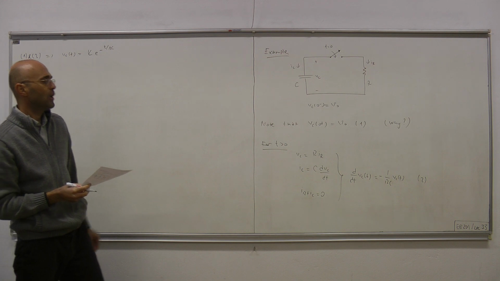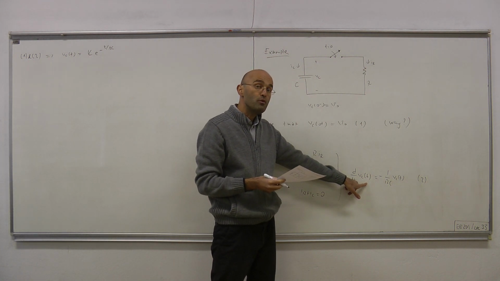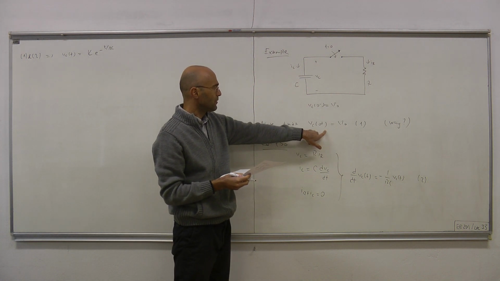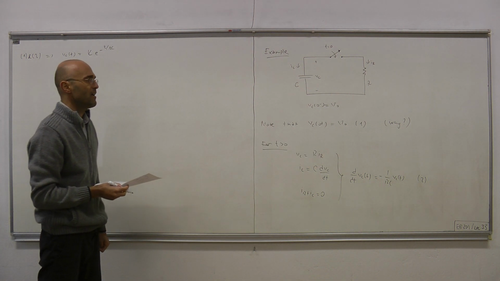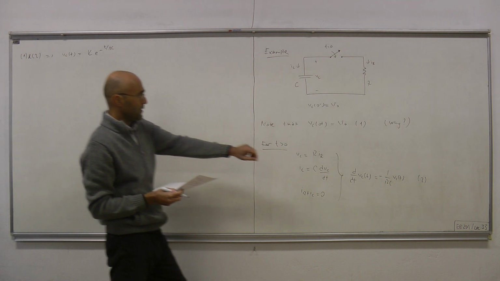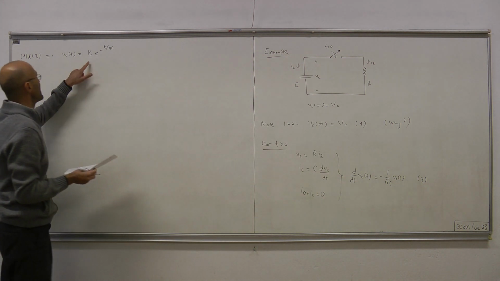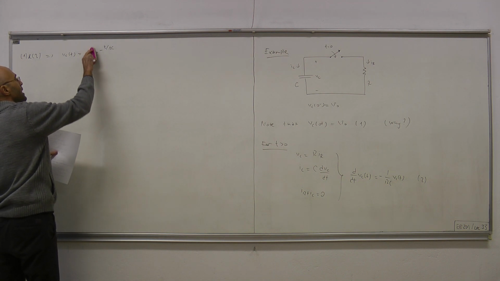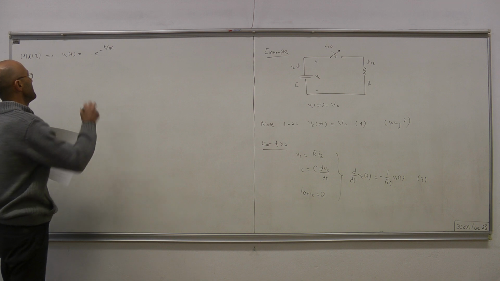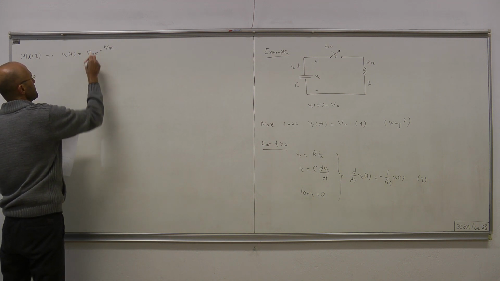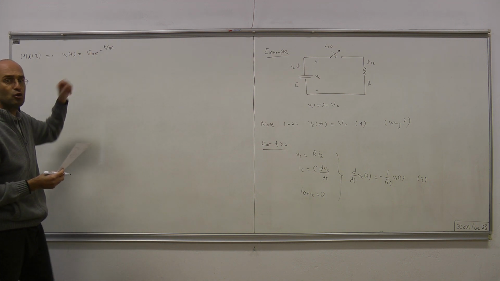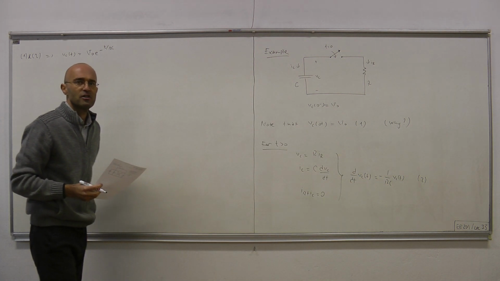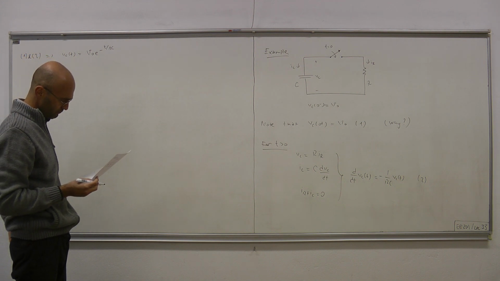Okay? But that's not the only constraint to which our capacitor voltage is subject. It's also subject to the initial condition constraint. Therefore, thanks to 1, K cannot be arbitrary. It has to be, by applying constraint 1, V0. And this is the unique solution that satisfies the initial condition constraint and differential equation constraint simultaneously.